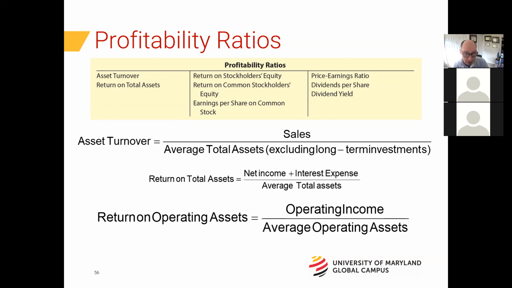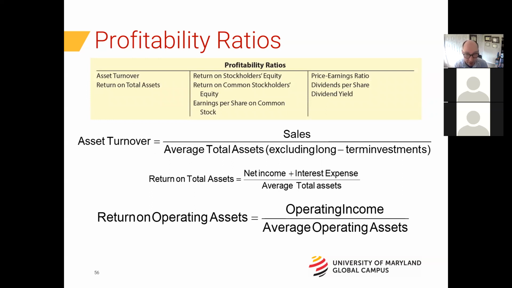So revenue is the top part of your income statement. The average total assets: to get the average of pretty much anything in accounting, we take the beginning balance plus the ending balance divided by 2 to get average, okay? So sales, which is revenue, found in the income statement, divided by average total assets, your beginning balance plus ending balance divided by 2, represents the asset turnover ratio.